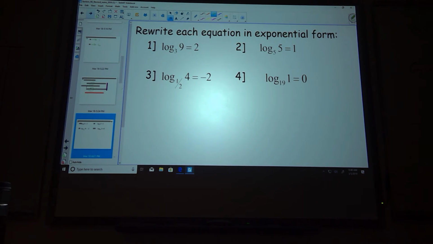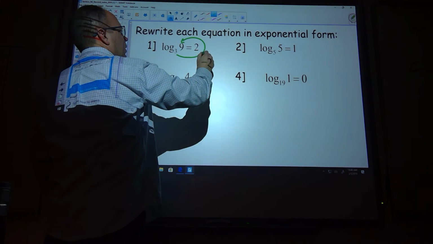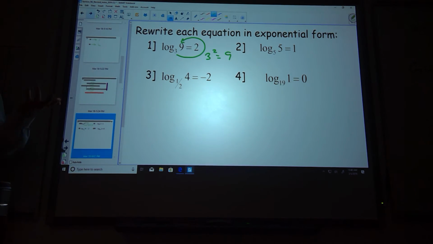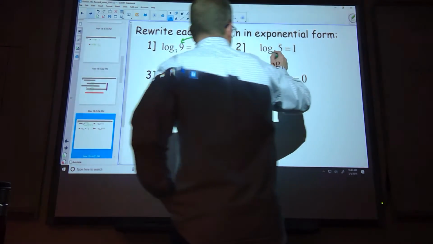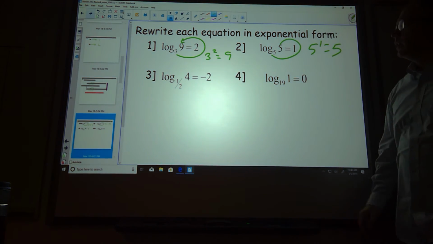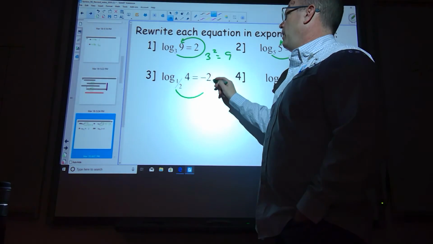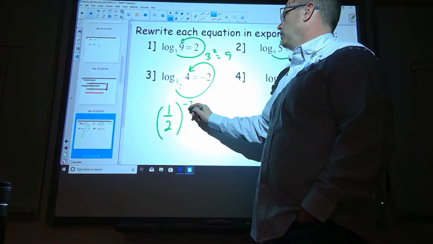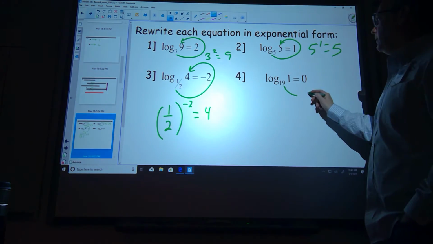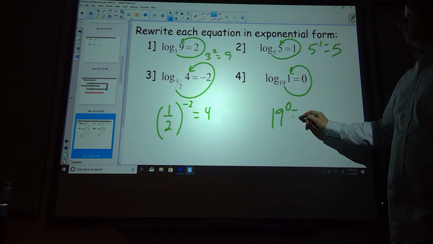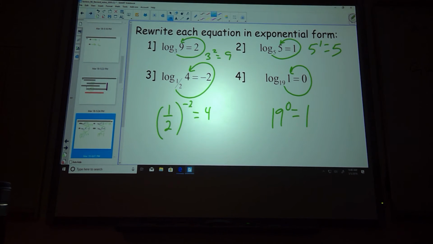All right. So rewrite each equation in exponential form. 3 to the second equals 9. That's kind of easy. I know 3 squared equals 9. I totally get this. So what's the homework? Well, there's more examples. 5 to the first equals 5. Okay. 1/2 to the negative 2 is equal to 4. 19 to the 0 power is equal to 1. Close though.